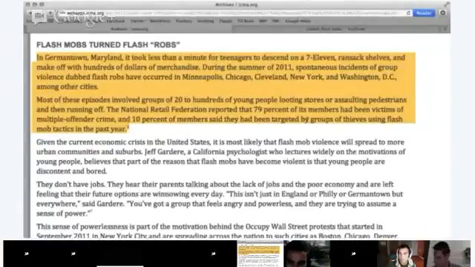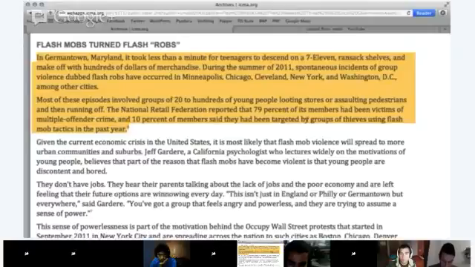The National Retail Federation reported that 79% of its members had been victims of multiple offender crime, and 10% of members said they had been targeted by groups of thieves using flash mob tactics in the past year.